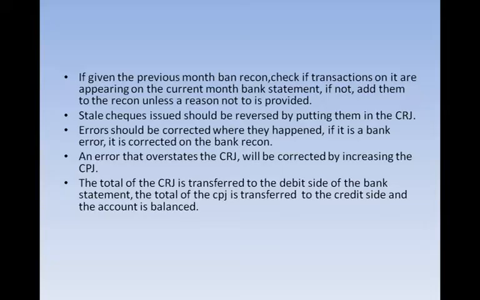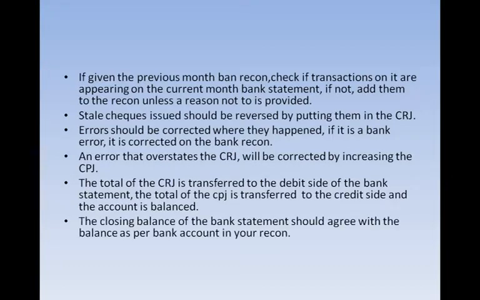The total of the cash receipts is transferred to the debit side of the bank statement, and the total of the cash payments is transferred to the credit side of the account, and the account is balanced. The closing balance of the bank statement should agree with the balance of the bank account in your record, and that is what shows you whether you're doing the right thing or not. If the balance on the bank statement does not agree with your balance in the bank record, then you might have to check what you would have left out. So these are basically the notes or the touchstones that you need to know before we tackle a question.